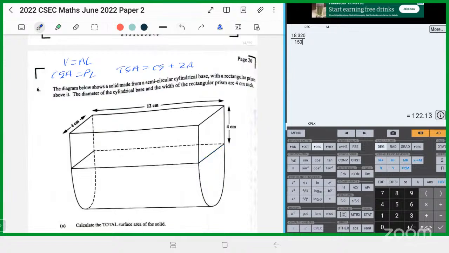With a rectangular prism above it. So this is a rectangular prism above it, right? A semicircular base and a rectangular prism. Is that object uniform cross section?